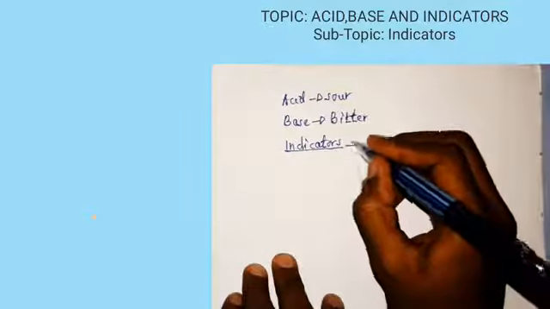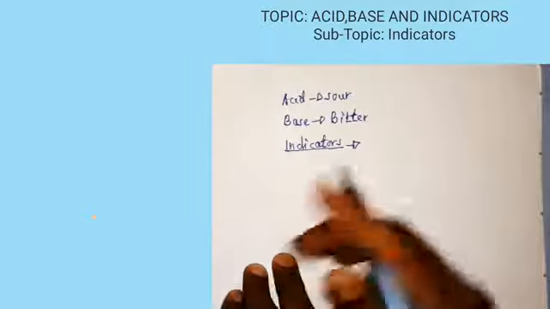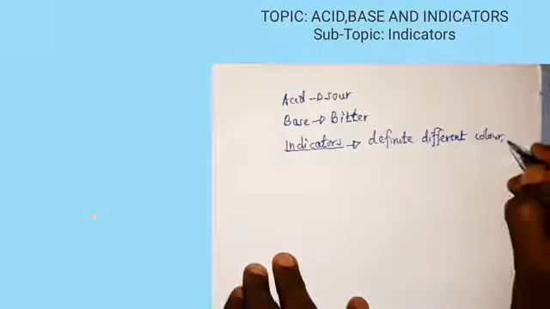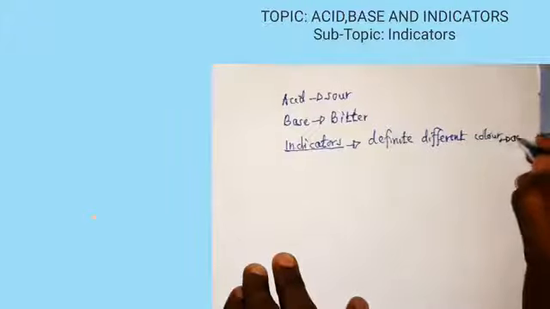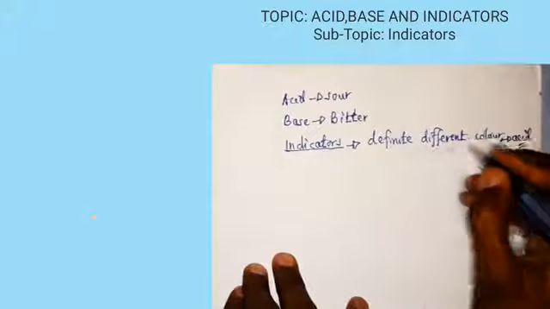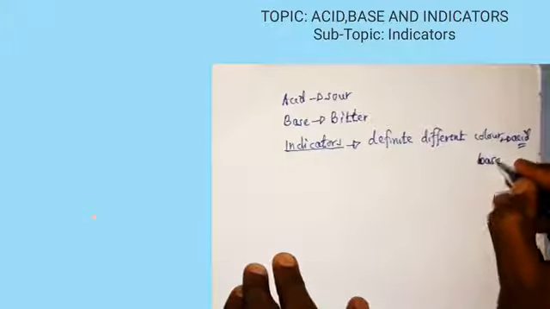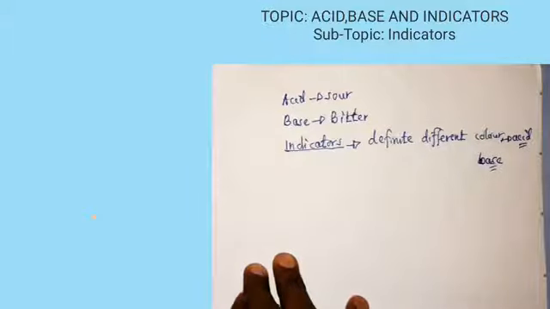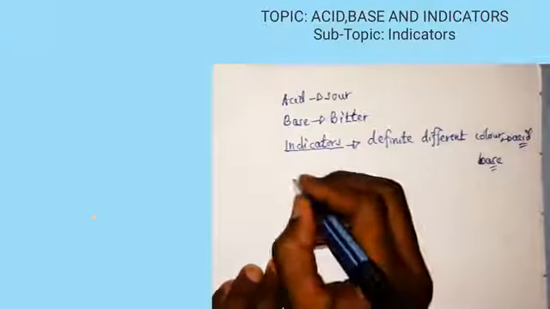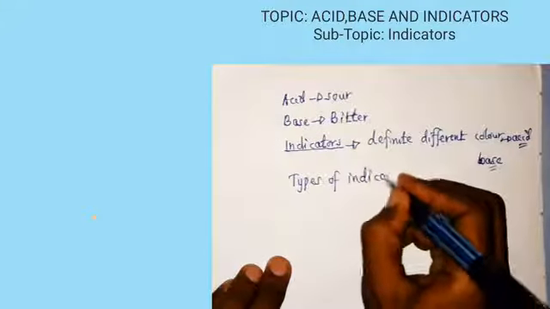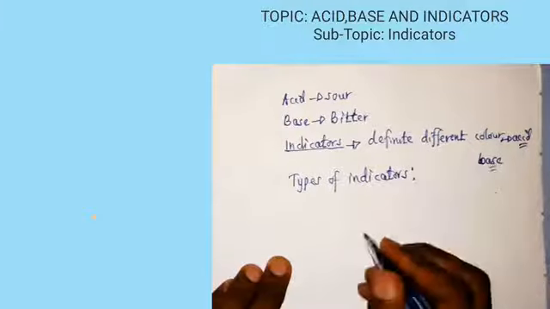So an indicator is a substance that shows a different color when in acid, and another different color when in base. Therefore, that substance is what you call an indicator, or you can define an indicator as a substance that shows whether a given substance is acid or base. Now, we have types of indicators. So there are three types of indicators.